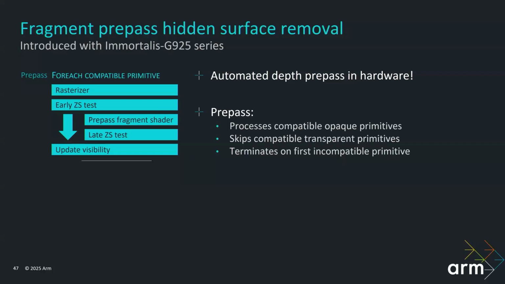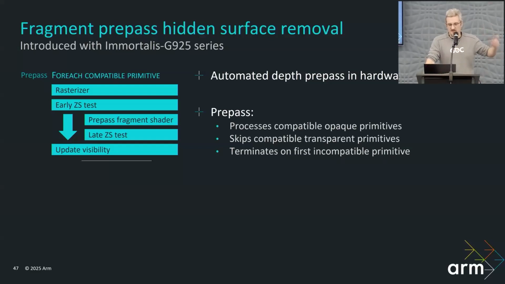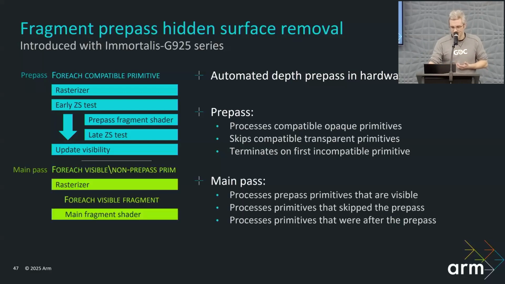So let's do it in hardware, right? We have the binning information, we know the opacity information, we have a depth prepass in hardware. Tile by tile, we now have a prepass that runs. It will go through the primitive stream in primitive order, process compatible opaques, skip compatible transparents, and if you've got a complex thing, then it'll just terminate the prepass, fall back to the old scheme, and render as normal. And then the main pass runs for the visible stuff, and you're going to build up your main output.